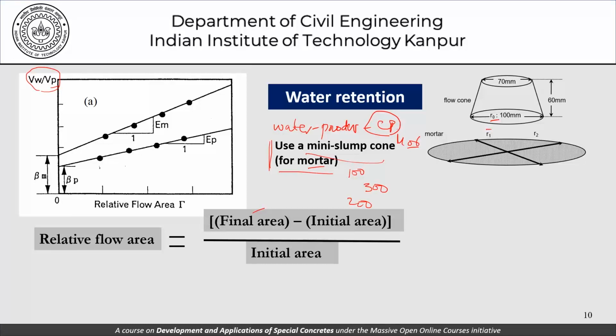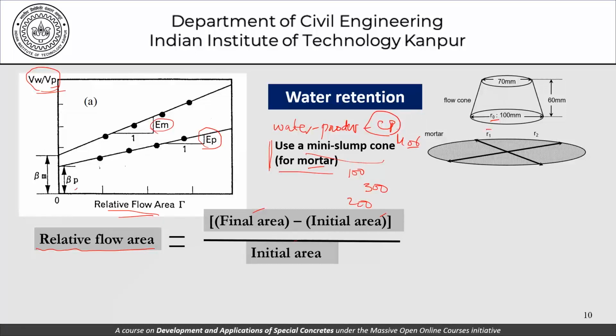Initial area is anyway known to us given the fact that the initial diameter is 100 mm. We can find out what is being defined as the relative flow area. Now the relative flow area is being defined as final area minus initial area upon the initial area, and this becomes a measure of the flow. Now this amount of flow that we have, this relative area, if it is plotted against the water to powder ratio, what the experiments tell us is that this is the line that it follows as far as the paste is concerned, and this is the line that it follows as far as mortar is concerned.